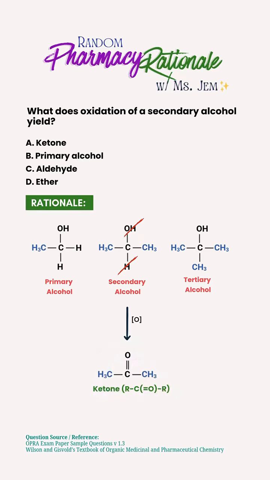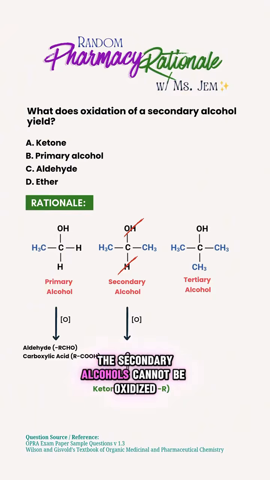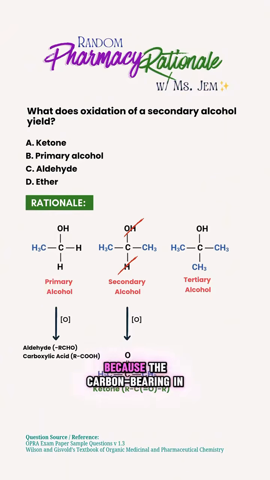Unlike primary alcohols, which oxidize to aldehydes and then carboxylic acids, secondary alcohols cannot be oxidized to aldehydes or carboxylic acids because the carbon bearing the OH group is not bonded to a hydrogen. Instead, again, they oxidize to ketones.